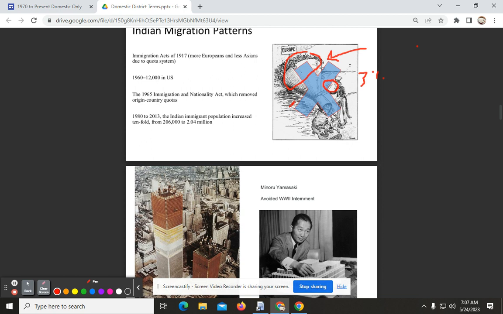The quota system put in place restrictions. Certain countries were not allowed to send once they exceeded their quota, which is why in the 1920s we had, I think it was like 13 million European immigrants in comparison to about 250,000 from Asia. And it's not until 1965 that that quota system was reversed as a result of the JACL working to try to reverse that ruling.